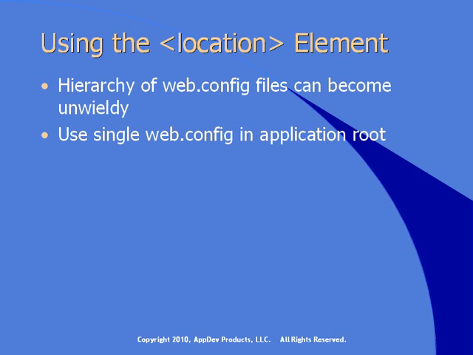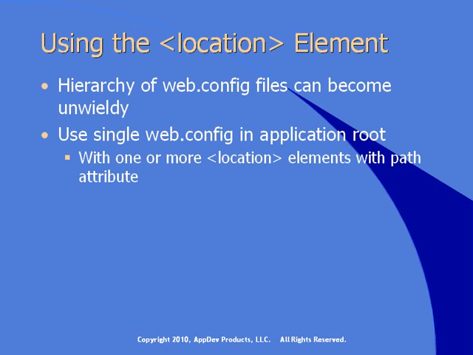You can use a single web.config file in the application root and then include one or more location elements with the path attribute set to different subdirectories within your application. When you use the location element like this, you can apply configuration settings to specific folders and files from a single web.config file, which makes it much easier to maintain the overall settings for the entire application.